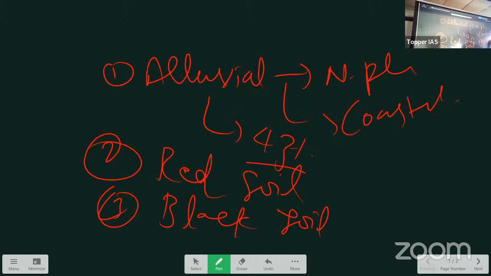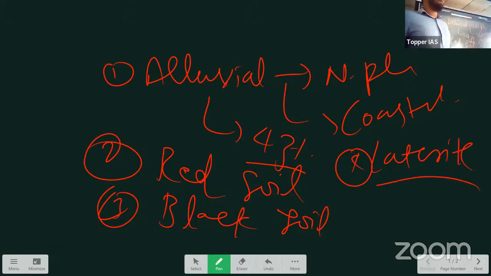Okay. After that, some other soils like laterite soil. Another important soil is what? Laterite soil. What is laterite soil? In Kannada, we say Jambit. This is a very low nutrient soil. These are found in mountain slopes. Hello. Listen here.